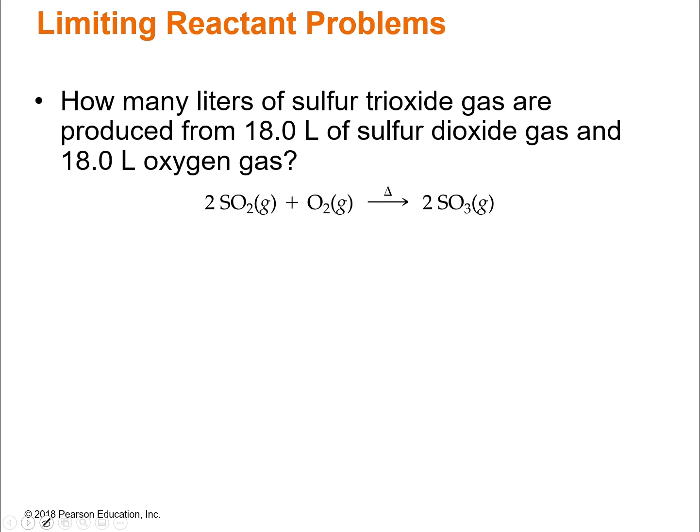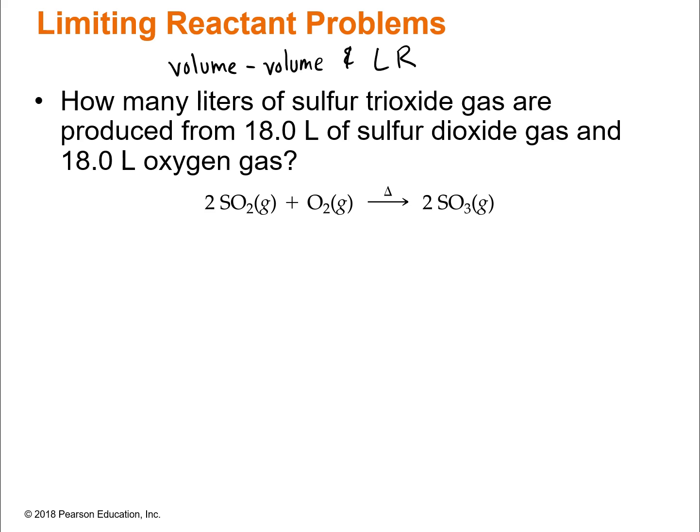All right. So I have one for you to try. How many liters of sulfur trioxide gas are produced from 18 liters of sulfur dioxide gas and 18 liters of oxygen gas? So this one is volume to volume and limiting reactant. I'll give you about 5 minutes to try to set it up on your own, and then I'll start working through it.